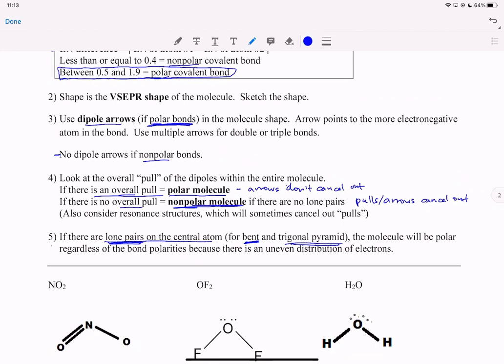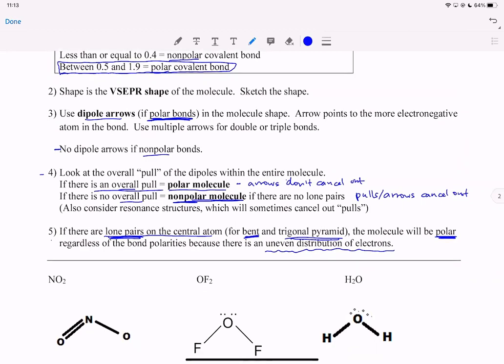And when there's lone pairs on the central atom, the molecule is always going to be polar, regardless of whatever happens with the arrows, because lone pairs indicate an uneven distribution of electrons. There are electrons in one part of the molecule, but not another part when you have lone pairs on the central atom. Okay, so number 1 is first you're going to be looking at the arrows, but there's also a default. If there are these particular shapes, they're always going to be polar no matter what, if there are arrows or no arrows.